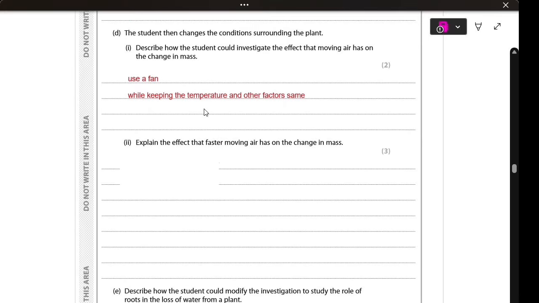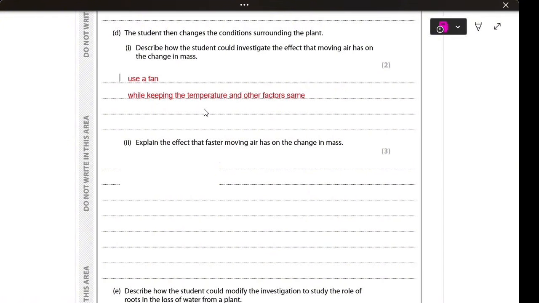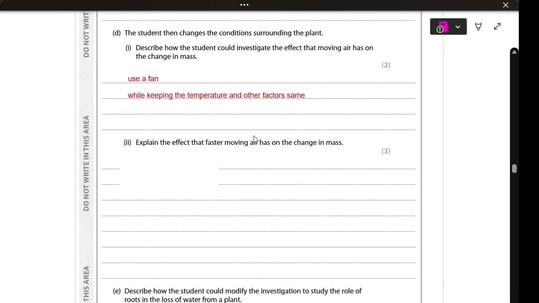Explain the effect that faster moving air has on the change in mass. If the air is moving faster around the plant, the humidity around the plant will be lowered, which will increase the rate of transpiration, thus changing the mass much faster. So more mass will be lost. This is our answer: more mass is lost due to increased transpiration as humidity decreases.